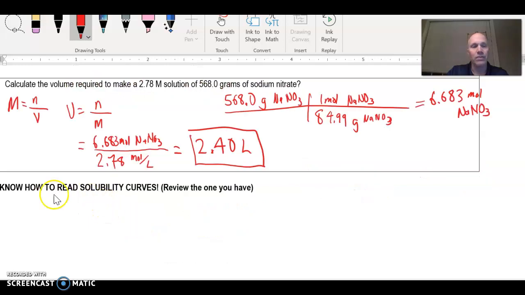All right, one last thing: know how to read solubility curves, like the ones that we had on the practice and with the test. For example, be able to determine whether a solution is saturated or unsaturated. Be able to determine how many grams of a compound could dissolve in a certain amount of water at a certain temperature. All right, that's it for this review, and good luck with that section.